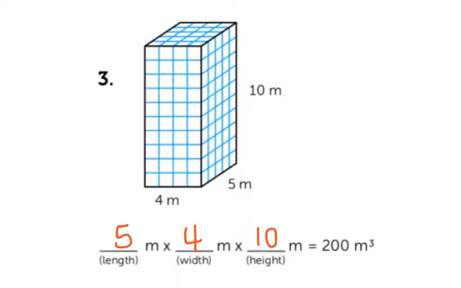Now, even though we are writing these in this order, length times width times height, remember when you're multiplying, it doesn't actually matter which order you multiply them because you'll always get the same answer. This is just the order that we're going to write them. Length being the longer side, width being the shorter side, and height being how tall it is. So in this case, length times width times height is 5 times 4 times 10, which equals 200 meters cubed, or cubic meters.